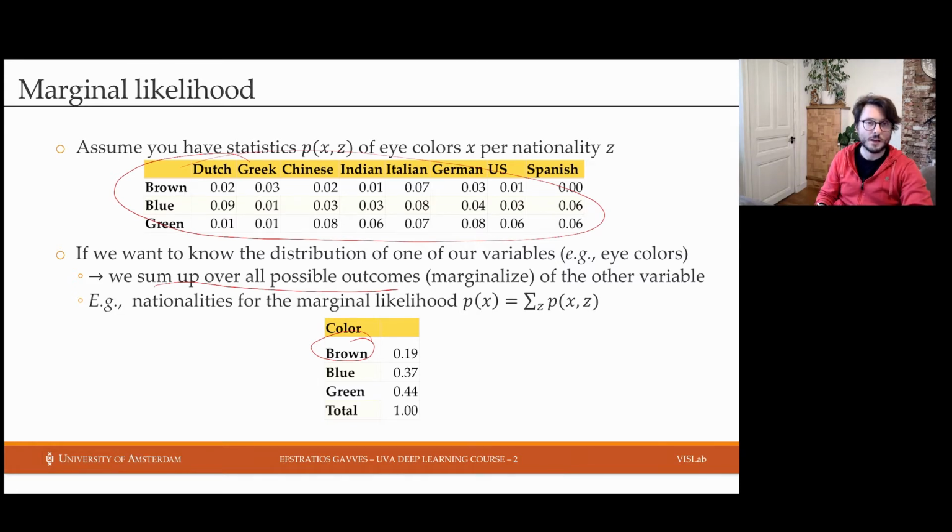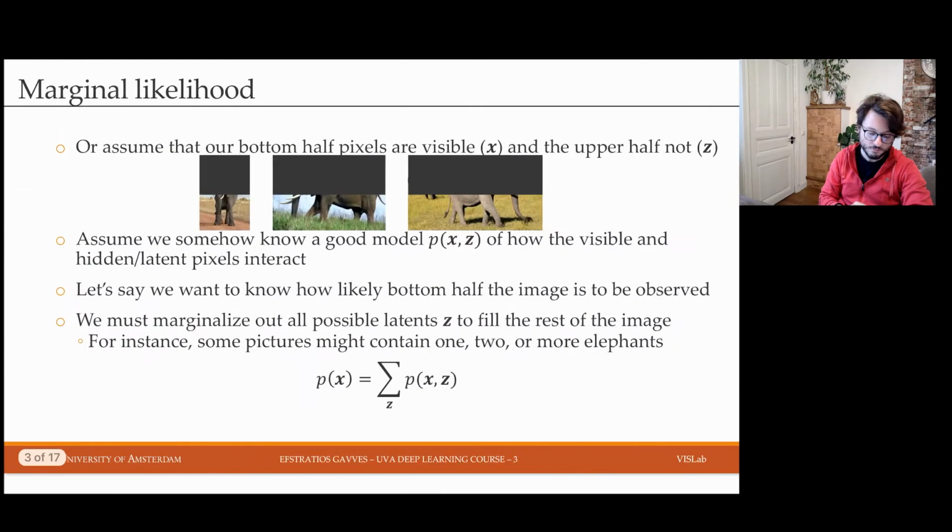Since the marginal likelihood is still a probability density function, it means that it has to sum up to 1. And indeed, when we sum up all our entries here, we obtain 1. Now, marginal likelihood is of course possible when we have latent variables. It doesn't work only with visible variables.